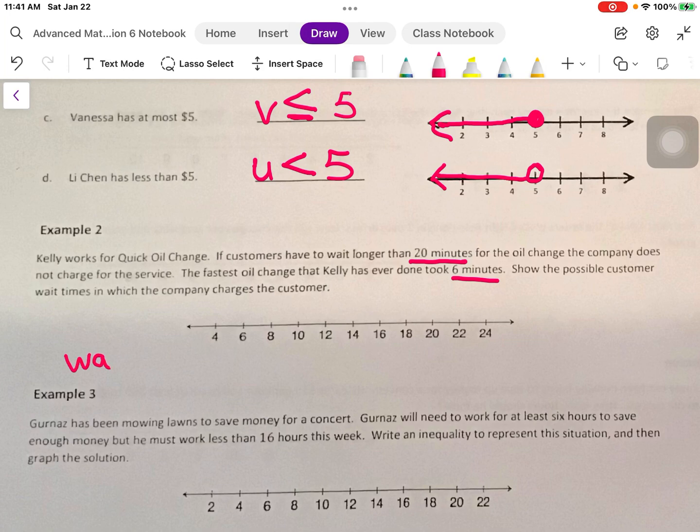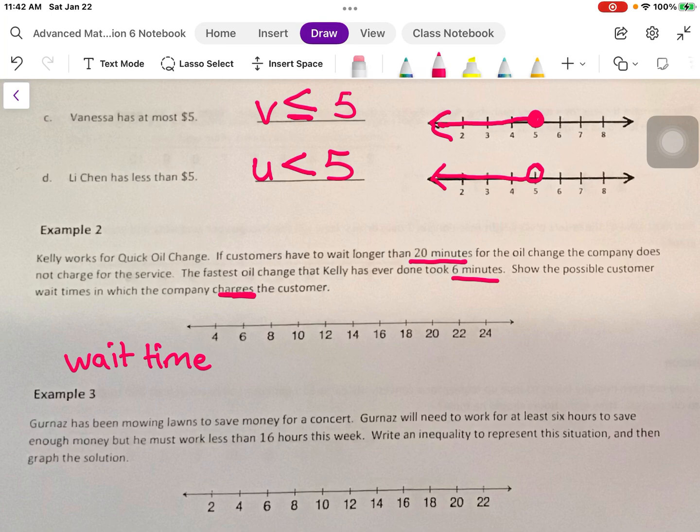So down here, I think I'm going to put wait time. And we have to really think through this. Show the possible customer wait times in which the company charges. Okay, so they're going to charge the customer as long as it's under 20. So they would charge them for 4 minutes, 6 minutes, 8 minutes, okay? 10 minutes, 12 minutes, 14, 16, 18. They would charge them for 20 minutes, but anything over 20 minutes, now it's free.